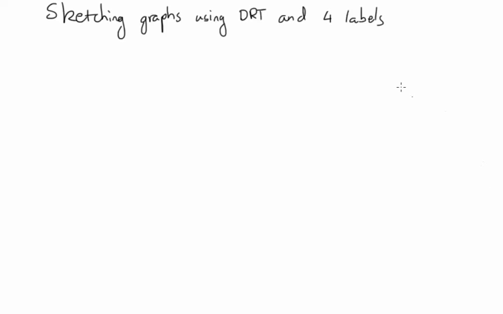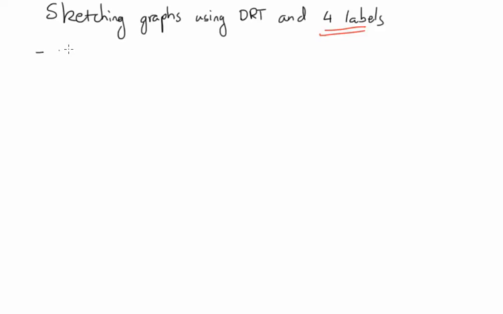Hello. In this video we're going to look at how we can use what we've learned about dilation, reflection and translation to sketch pretty much any graph. So any of those 8 standard shapes we should be able to sketch using DRT, and we have to include the 4 labels. These are very important. You pretty much always have to include them. I can't think of a circumstance where you wouldn't.